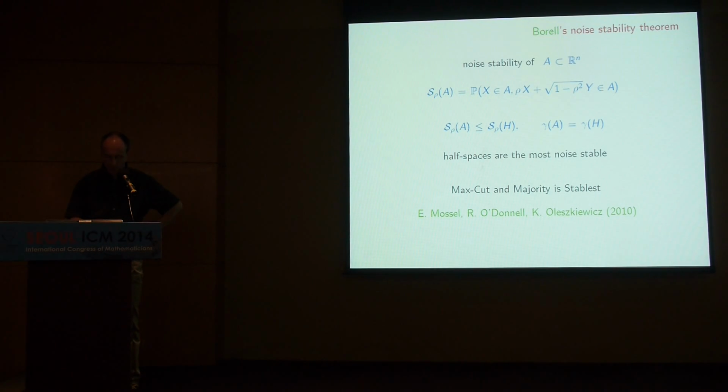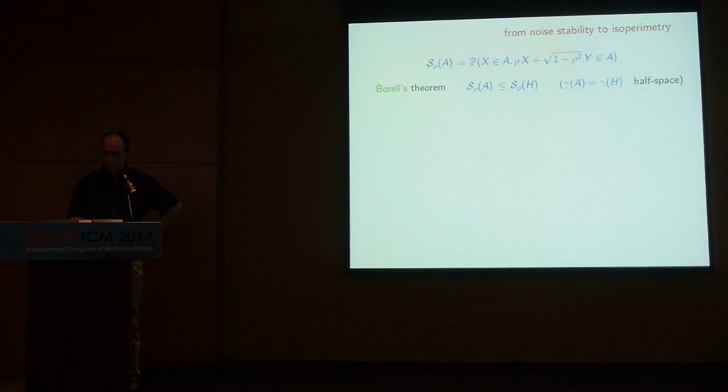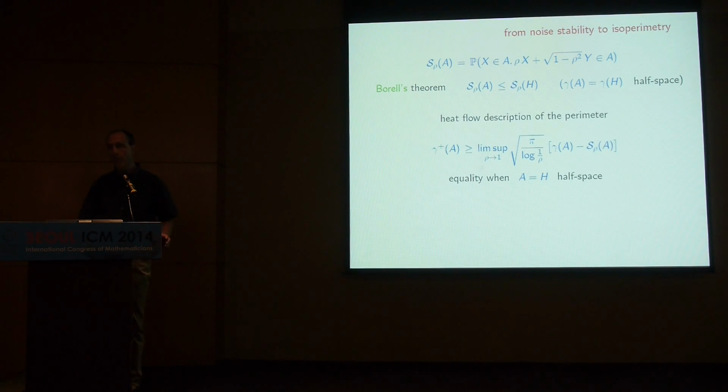So let me just briefly conclude with two observations. First of all, it's possible to bridge this discussion about noise stability with the one on isoperimetry that we had before. Namely, if you start from this Borell noise stability theorem, you may actually get isoperimetry simply by a not so difficult heat flow description of the perimeter of a set A. And of course, you can also compare the Gaussian surface measure so that you recover the Gaussian isoperimetric inequality from the noise stability theorem.